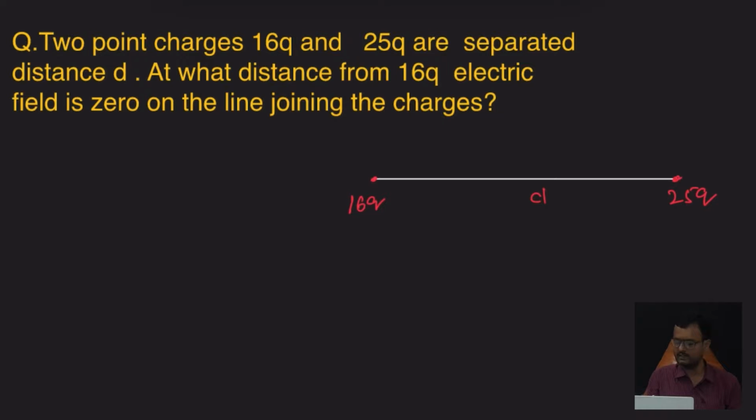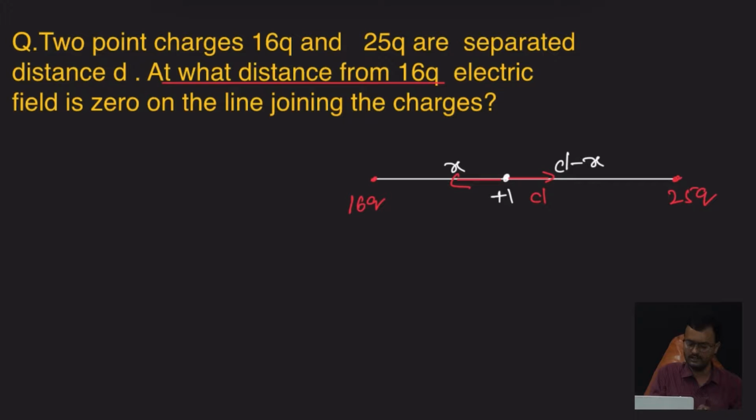From the data, 16q and 25q are separated by a distance d. So what is the condition here? At what distance from 16q is the electric field 0? Suppose I take a unit positive charge here, at a distance x from 16q. So from 25q it becomes d minus x. 16q repels the unit positive charge along this direction, 25q repels along this direction. So here the electric field is 0, meaning their magnitudes should be equal.